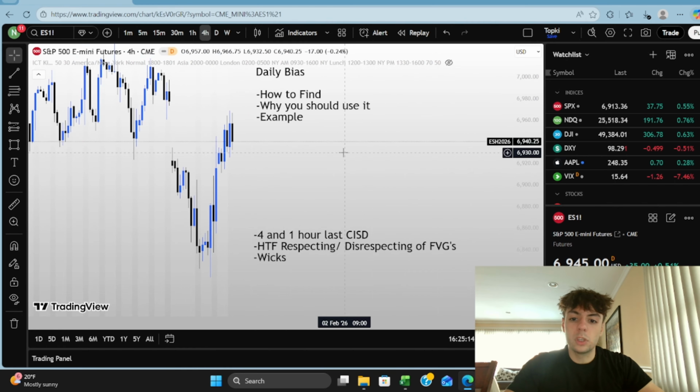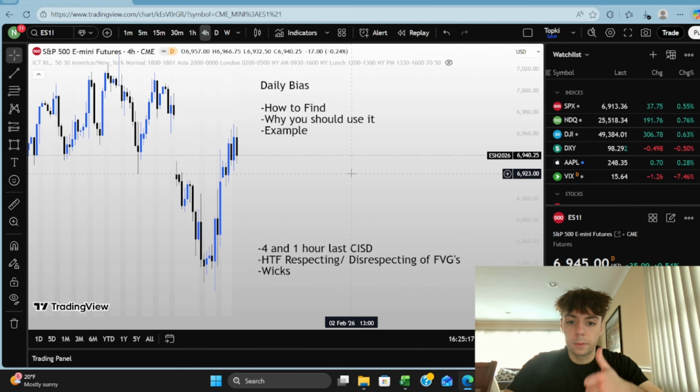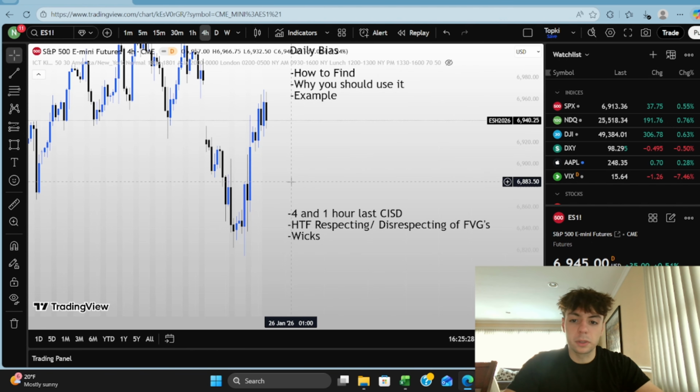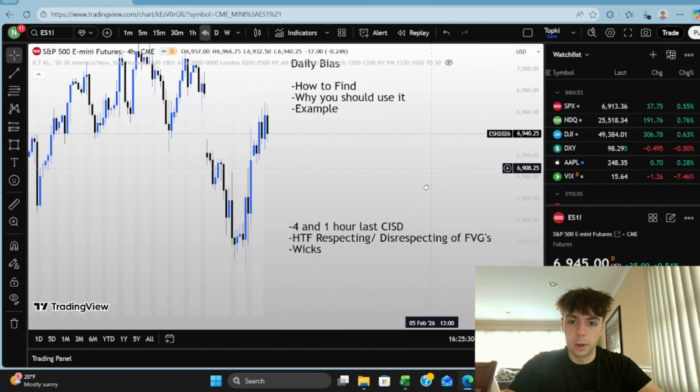So that's really what you want to keep in your mind: the 4-hour and the 1-hour last change of state in direction to see where the market wants to go, and which higher time frame gaps we're respecting and disrespecting. You don't really need to use wicks, but sometimes if you see a really big wick, just keep it in mind.